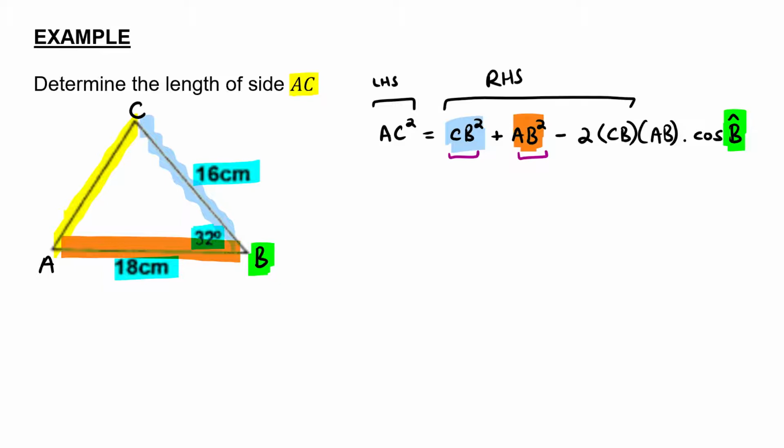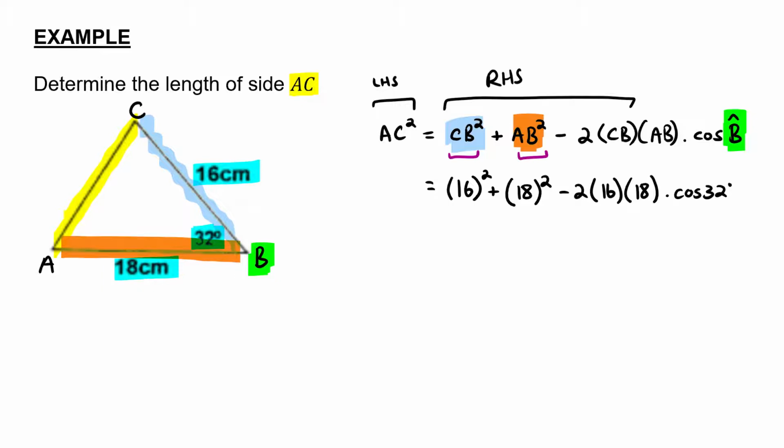So now we've gone and written out our formula, we can then go to our substitution. So the side CB, that's 16 centimeters, plus AB, which is 18 centimeters, minus 2 times 16 times 18 times cos of 32 degrees.